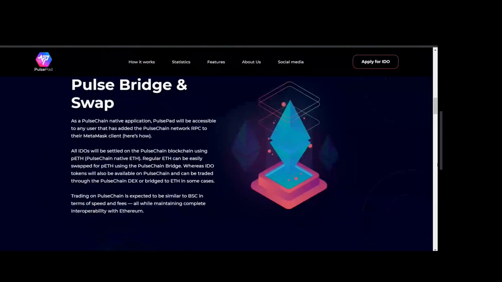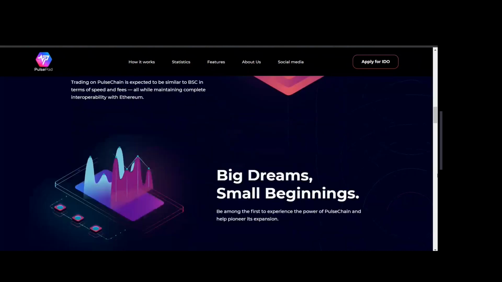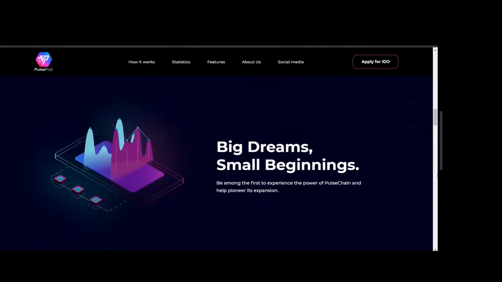That's also one main thing. They are new, they are solving a problem, and this is also why the price will go up, because the more people know about this project and the more people understand about this project, the value will go up. So we are the early adopters of this project. They're big dreams, small beginnings. Be among the first to experience the power of PulseChain and help pioneer its expansion.